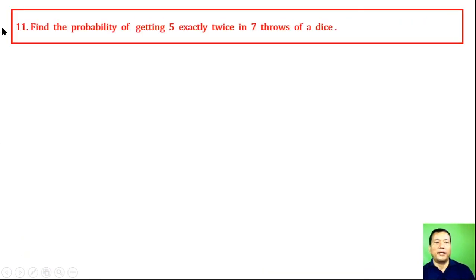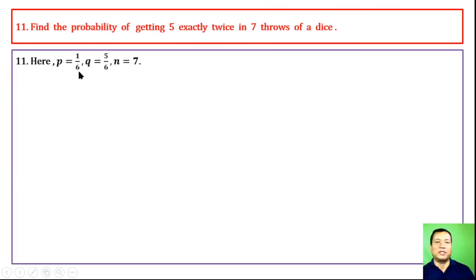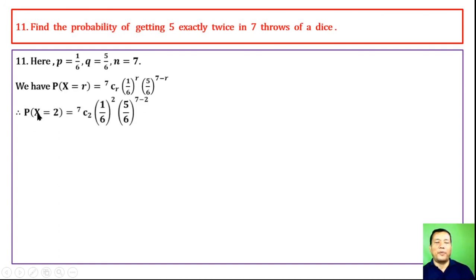For question number 11, find the probability of getting 5 exactly twice in 7 throws of a dice. Here p is 1 by 6, getting 5, q is 5 by 6, and n is 7. There we have P of r successes is 7 C r, 1 by 6 power r into 5 by 6 power 7 minus r. Therefore, P of x equal to 2, with r equal to 2 and n equal to 7, we get this, simplified to get the required probability.